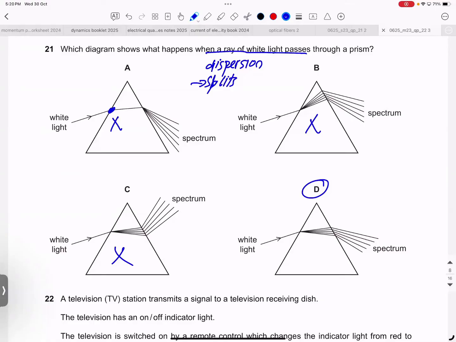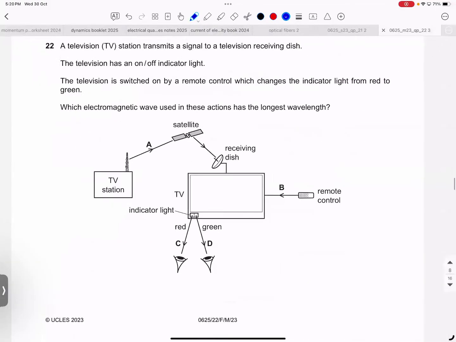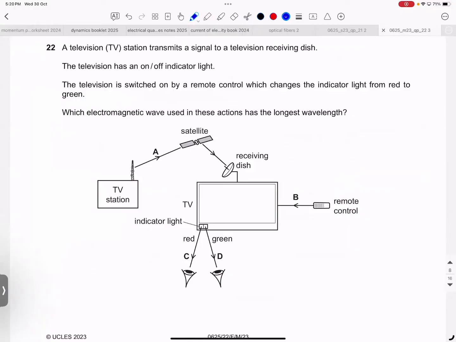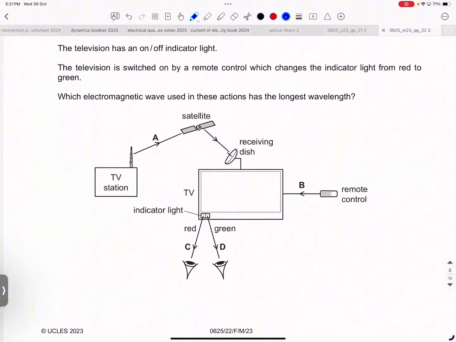Question number 22. A TV station transmits a signal to a TV receiving dish. The TV has an on-off light. The TV is switched on by remote control, which changes the indicator light from red to green. Which electromagnetic wave has the longest wavelength?